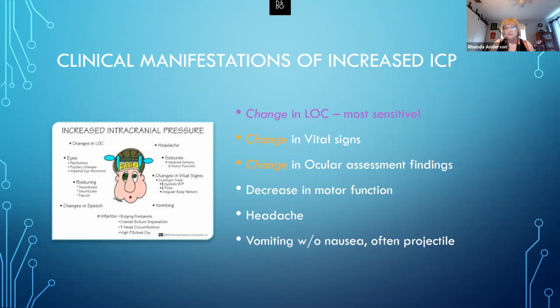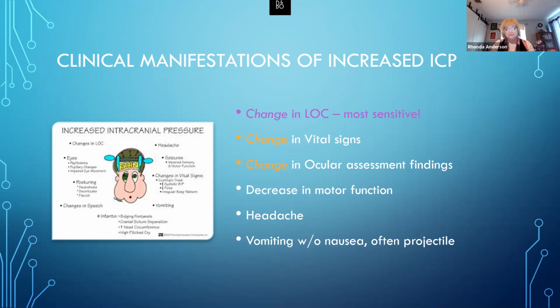Changes in vital signs. We'll talk about those in a little bit as far as heart rate, respiratory rate and pattern, and blood pressure. Changes in ocular assessment findings, and I'm going to take you through some of those step by step. Decrease in motor function, a headache, or vomiting without nausea, and it's often projectile. So these are some of the things that we're going to see.